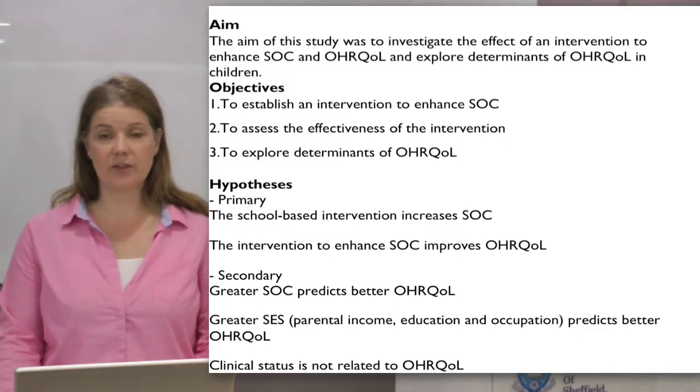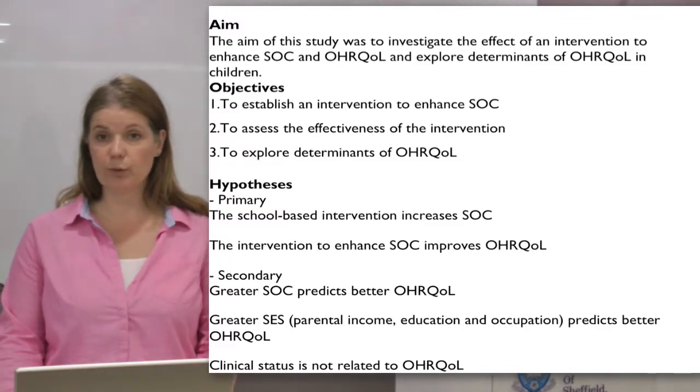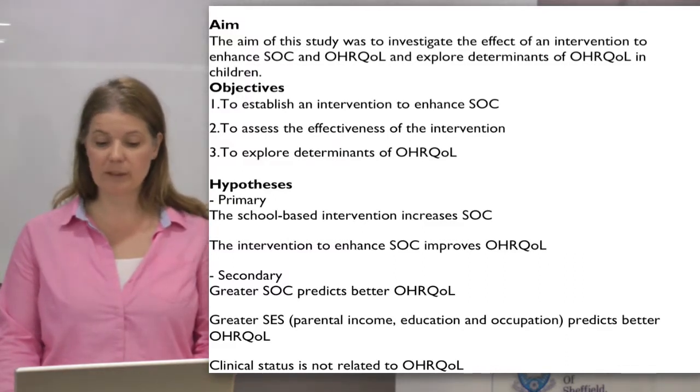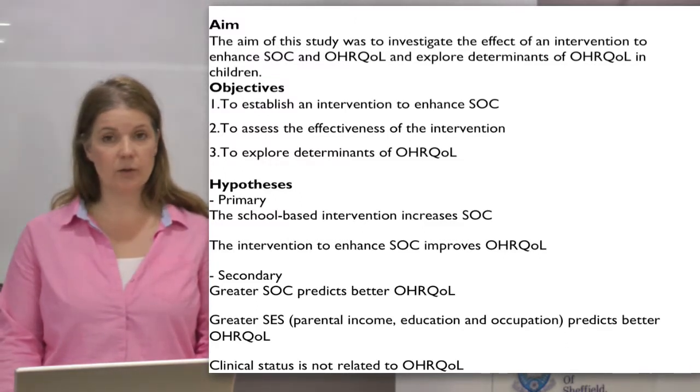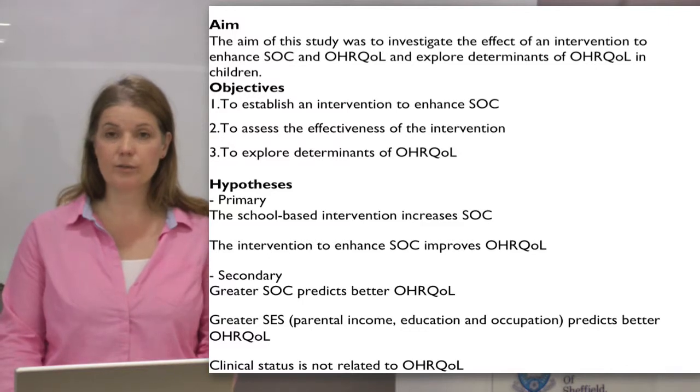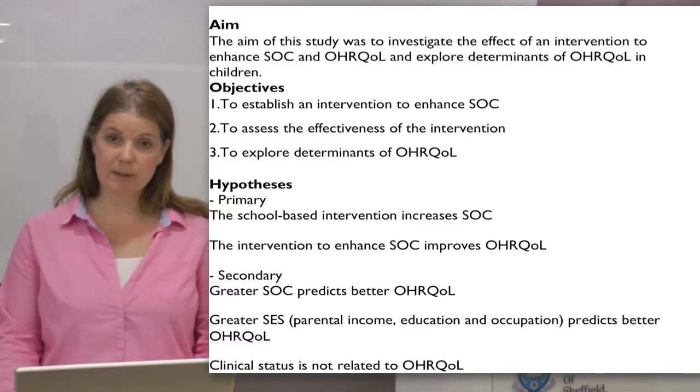The secondary analysis, which we sometimes call exploratory analysis, was that greater sense of coherence would predict oral health quality of life, but that also greater socioeconomic status, so things like parental income, education and occupation, would predict better oral health quality of life. And then lastly, that clinical status, so the kid's amount of tooth decay or periodontal disease or whatever, would not be related to oral health quality of life. And each of these hypotheses came from the research literature. So there was a lot of research evidence there in the background part of the protocol, which then led to these hypotheses.